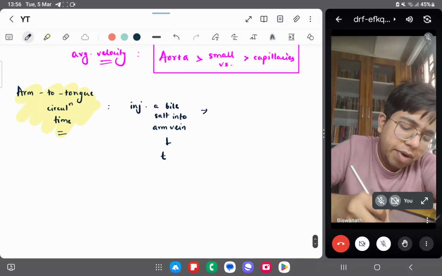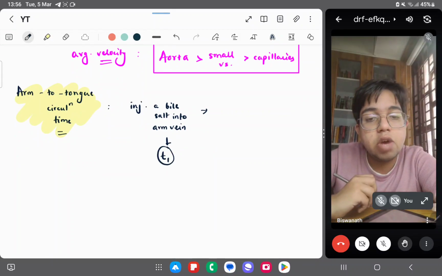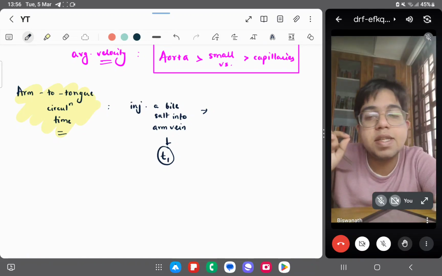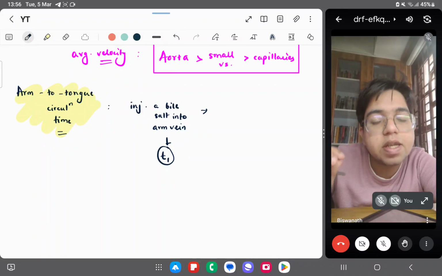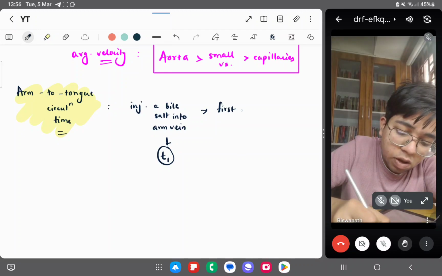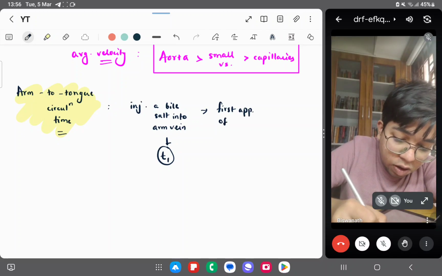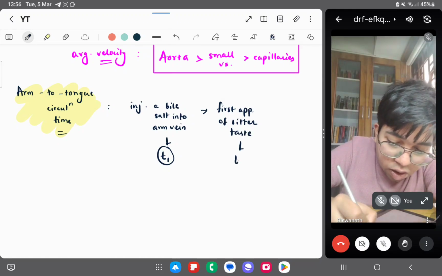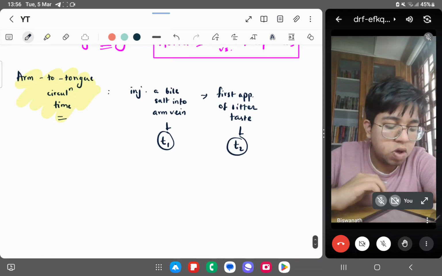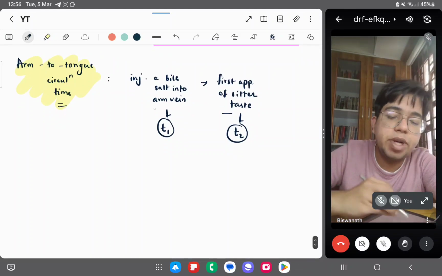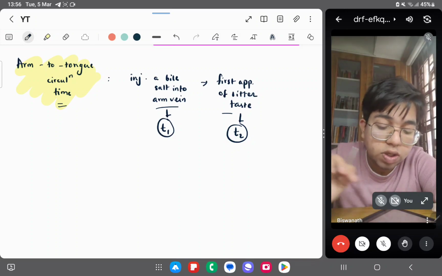Let's say this is the time T1. At the time T1, you injected a bile salt into the arm vein, and the time of the first appearance of bitter taste will be marked as T2. So T2 minus T1, that is injection to the first appearance of bitter taste.